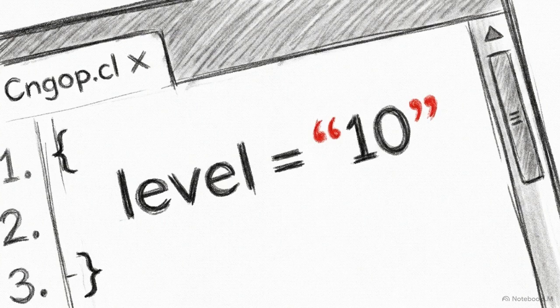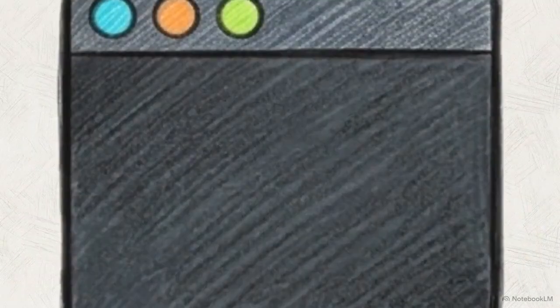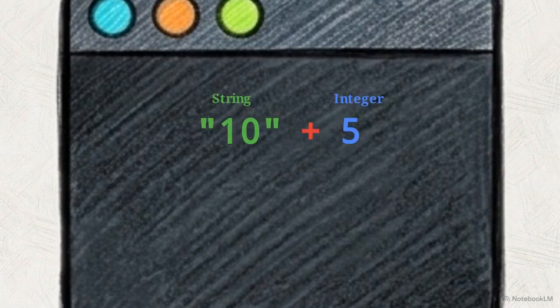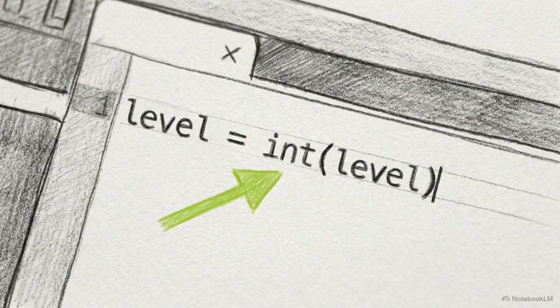Now let's look at a common mistake. Add a new variable to your script. Type level equals 10, placing the number inside quotation marks. Because of the quotes, Python treats this as text. If you try to add a number to this level, the script will fail because you cannot perform math on a string. To fix this, we use type conversion.